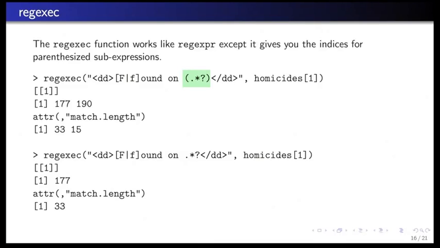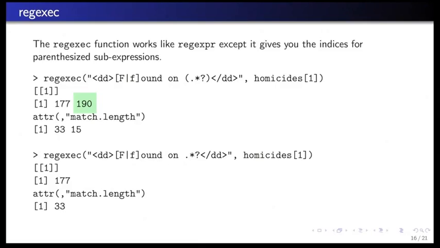So what happens when you do this? Well, there's only one string here, so I get a list back with a single element. This indicates the list. The first number here tells me where the match begins, and it starts at the 177th character. The first number for the match length attribute tells you how long the match is. It's 33 characters.